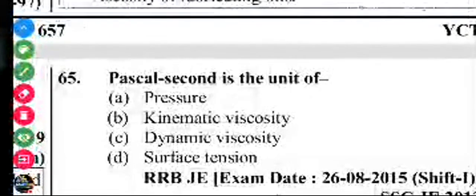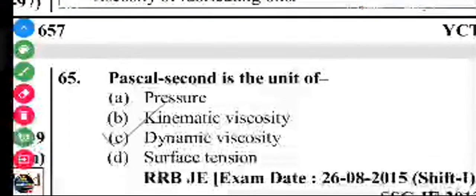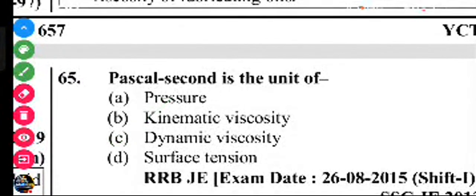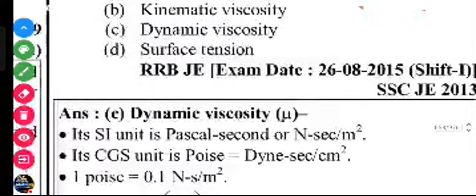Pascal second is the unit of kind. It is the dynamic viscosity unit. Let's check it. Yes, dynamic viscosity is Newton second per meter square. It is also called the Pascal second.